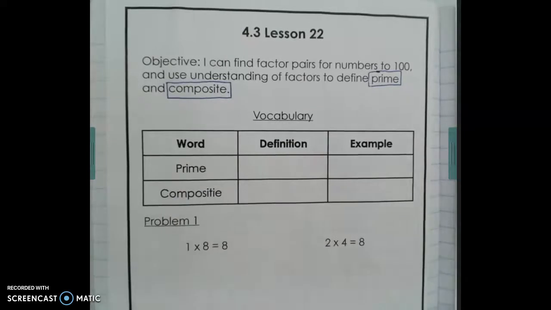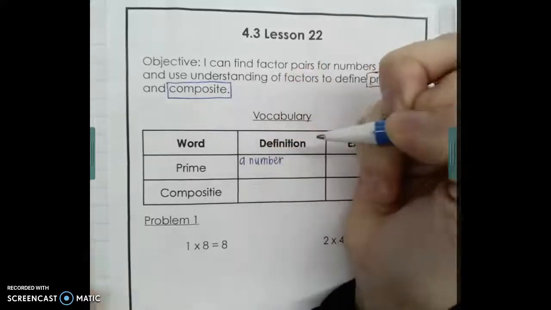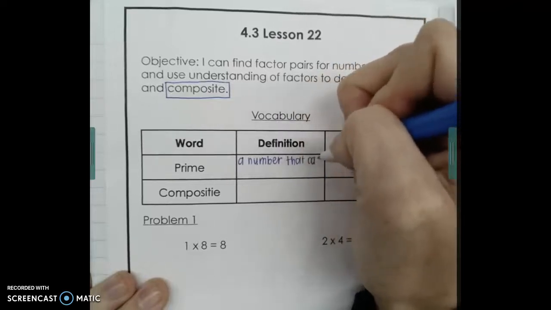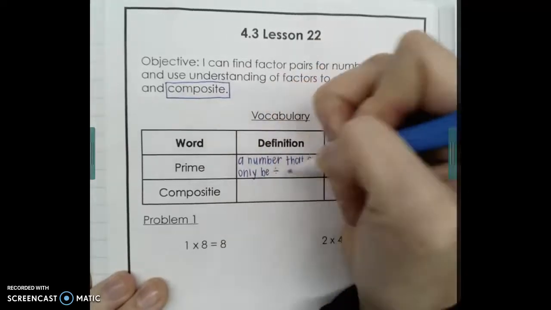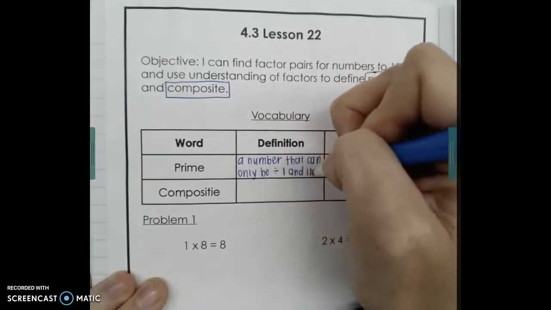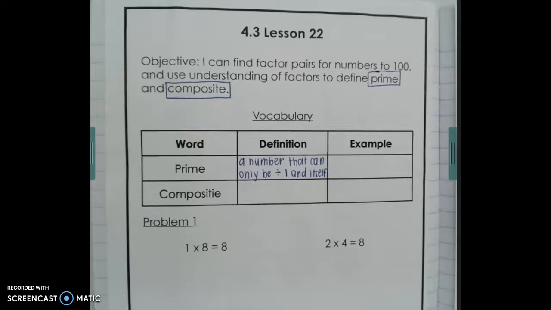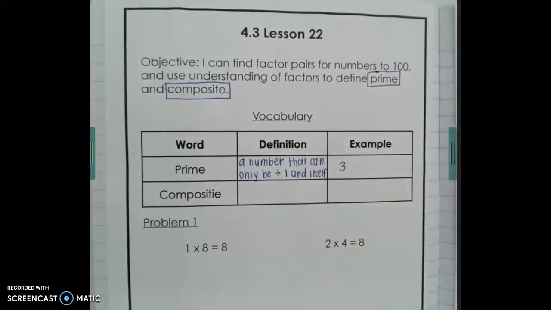Okay, so prime is a number that can only be divided by 1 and itself. So it's a number that can only be divided by 1 and itself. So an example of this would be like the number 3. Only 1 and 3 would be factors of 3, right? There's no other numbers that go into 3.